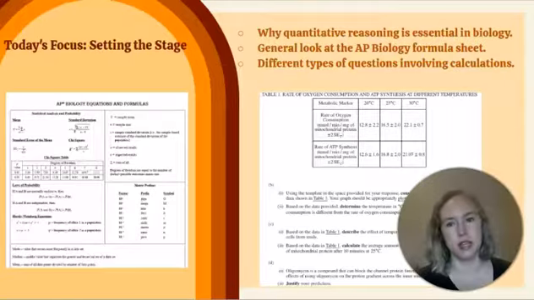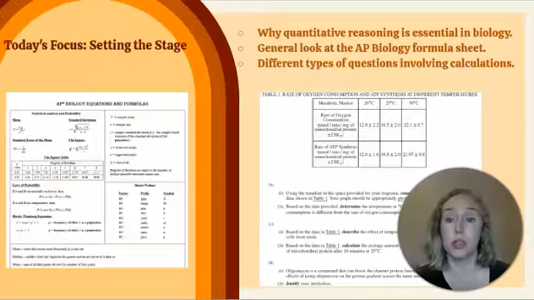Today's focus is on setting the stage. Again, we're looking at why quantitative reasoning is essential in biology. We're going to look at the AP formula sheet and look at different types of equations that involve calculations.